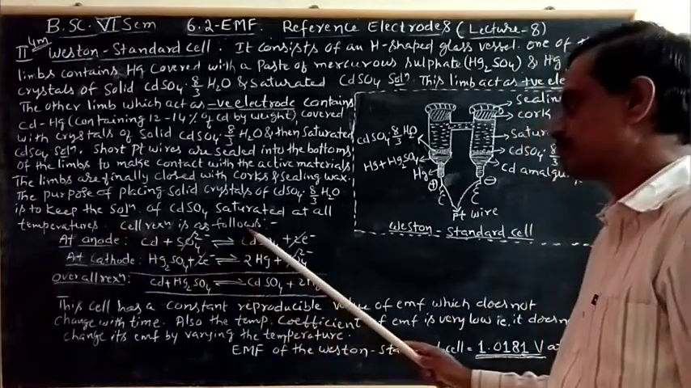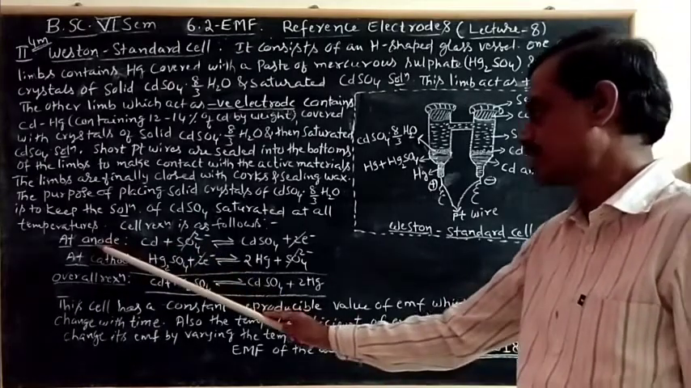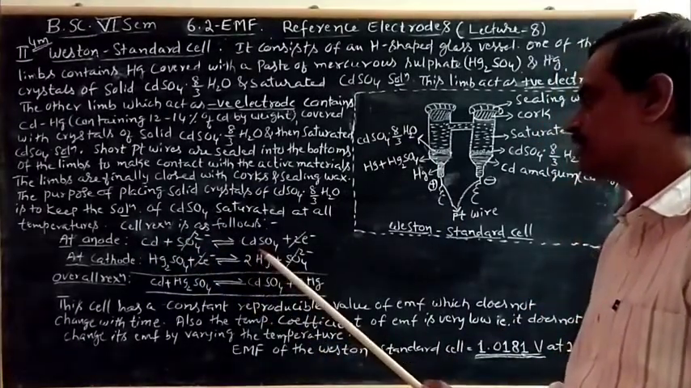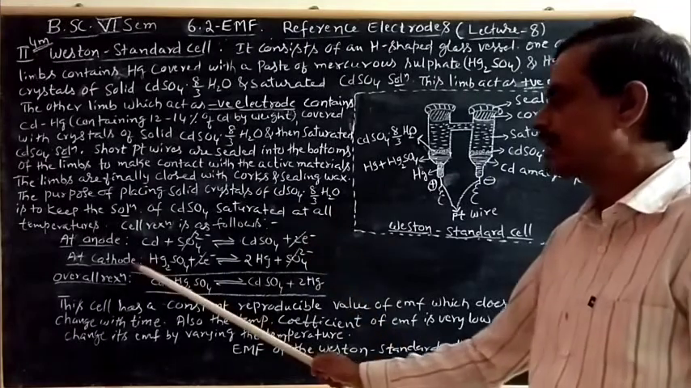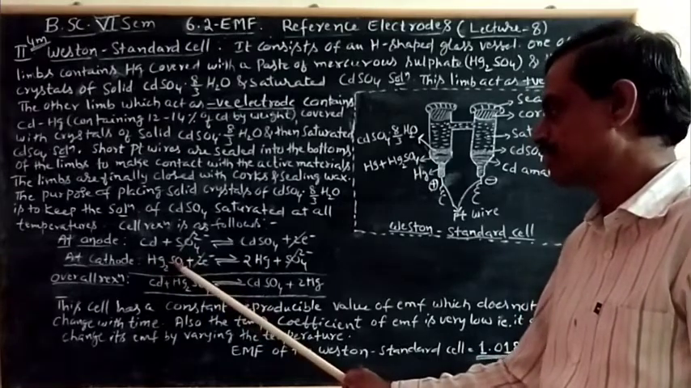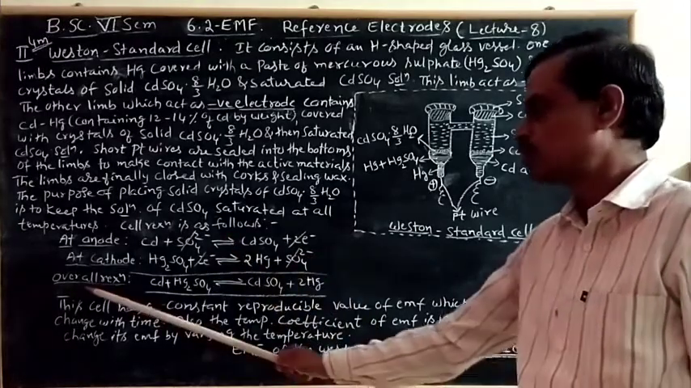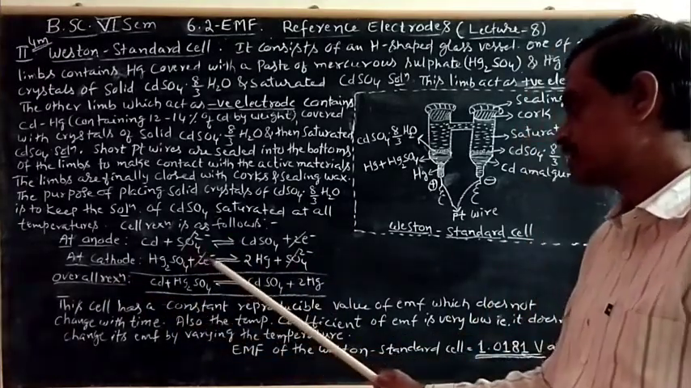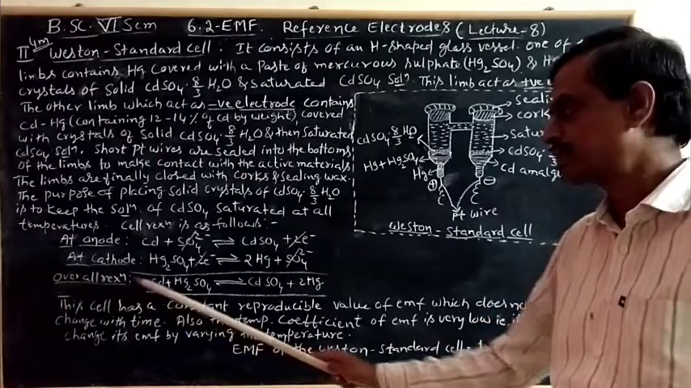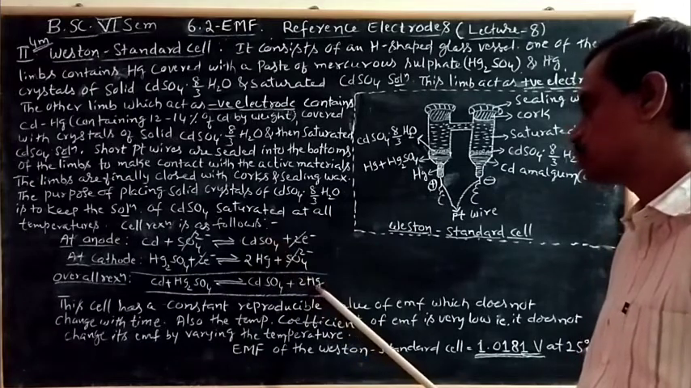Then the cell reactions take place as follows. At anode, cadmium plus sulfate ions. Negative ions are moving towards this anode. So the sulfate ions coming from this solution react with the cadmium to form cadmium sulfate by releasing 2 electrons. Then at cathode, these 2 electrons are taken up by the Hg2SO4, mercurous sulfate, to form 2Hg plus sulfate ions. Add these two to get the overall reaction. On both sides, the electrons get cancelled, sulfate ions get cancelled. So we have the overall reaction, cadmium plus Hg2SO4 gives rise to cadmium sulfate plus 2Hg.